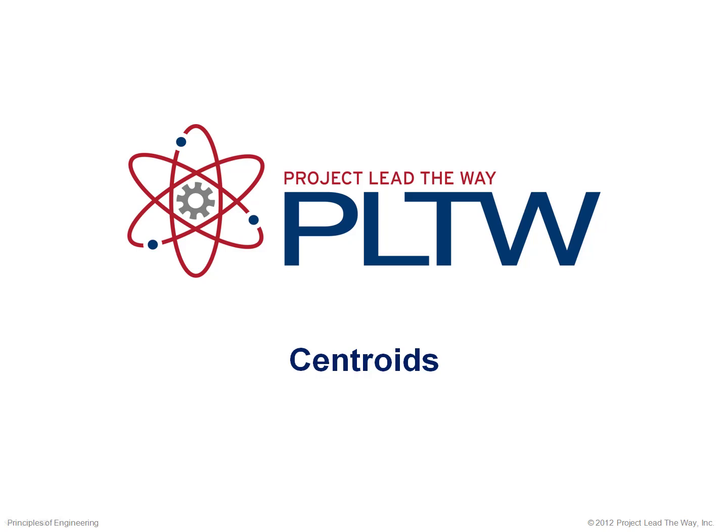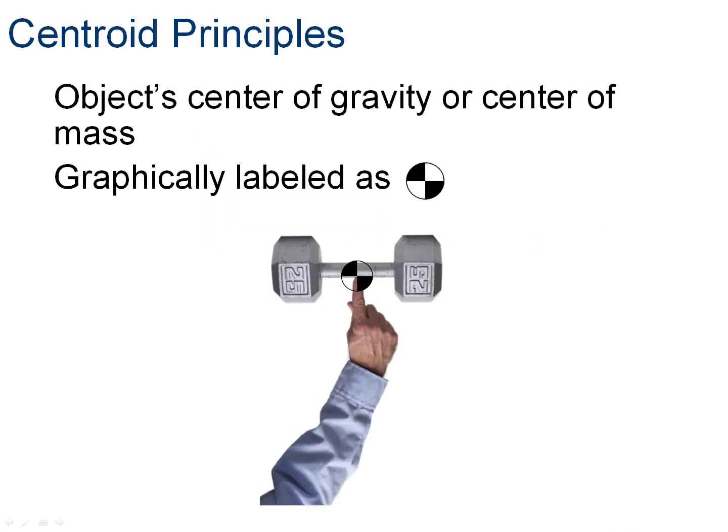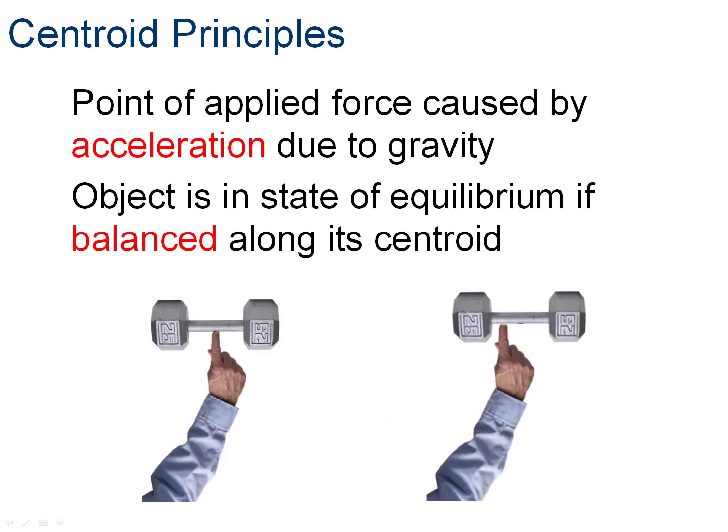Let's get rolling talking about centroids. So the idea of a centroid is essentially the average of all points that define the object. Now, if the object is made of a material that's of uniform density, that also happens to be the center of mass. We label this graphically with that little black and white symbol. That symbol represents the centroid of an object.